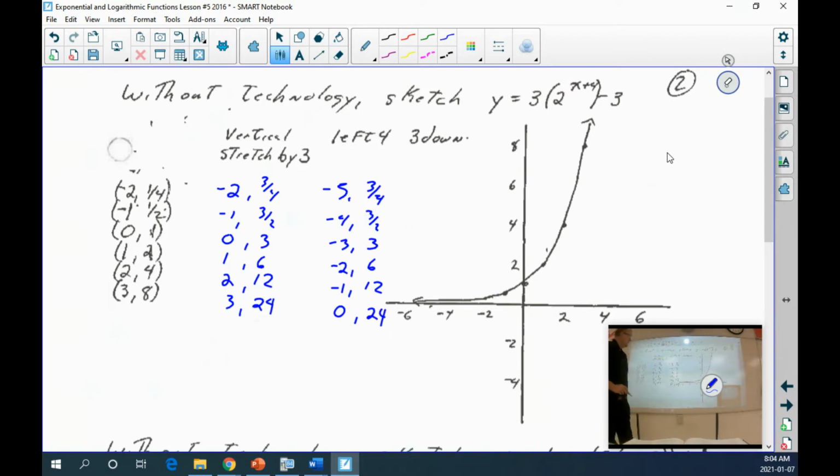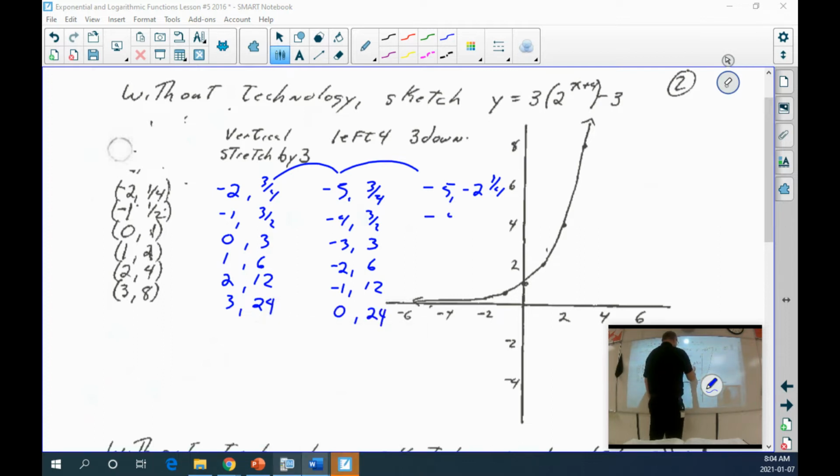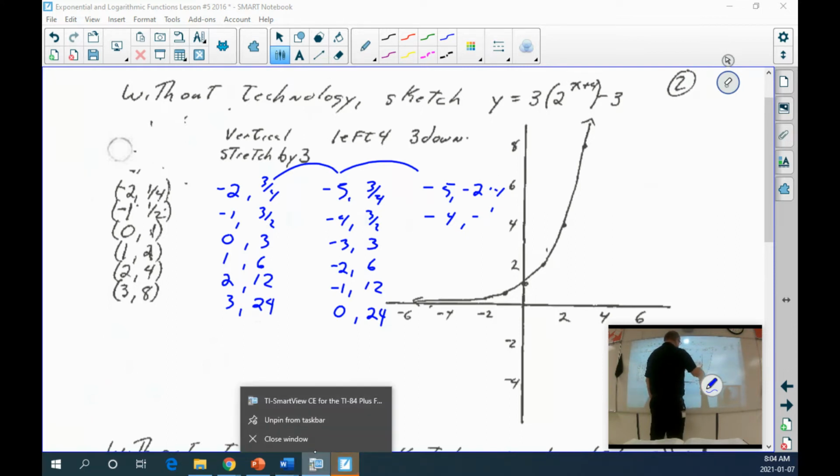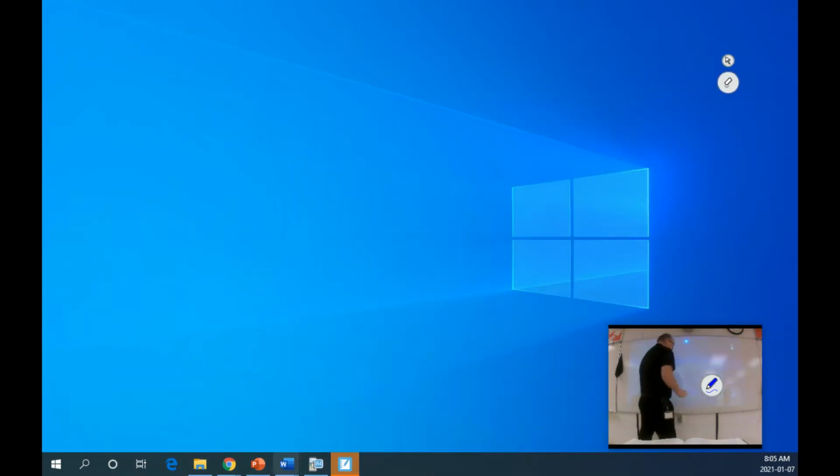And then we are going to move it 3 down from that point. 3 down off of that is going to be negative 9, 2 1/4, negative 2 3/4, negative 2 1/2.